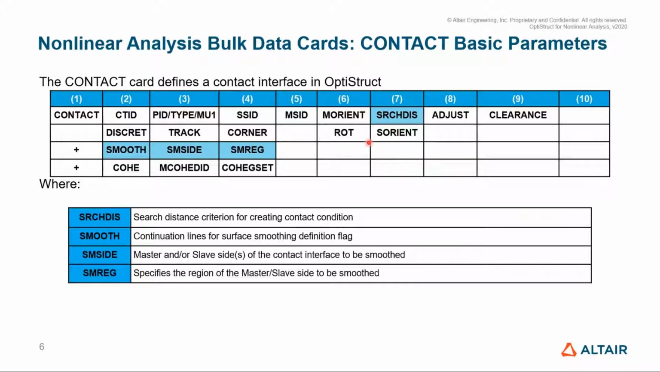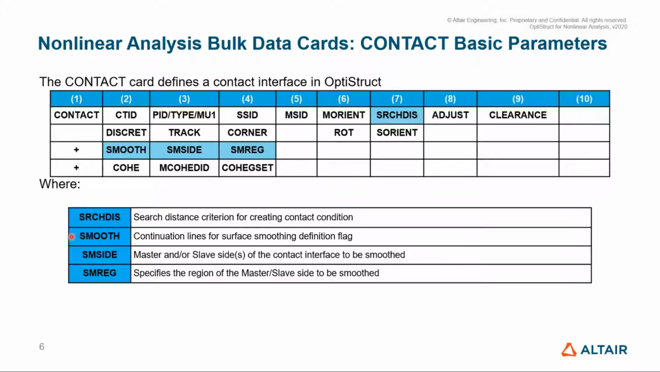Then there are some other options available. Search distance. This is going to generate that contact. You will search based on whatever distance that you've put there, and then establish that contact at the beginning. So search distance is important. If your gap is too big and the search distance that you put here is too small, even though you have created the surface saying surface 1 will be in contact with surface 2, if the search distance is too small, then it will not establish that contact.